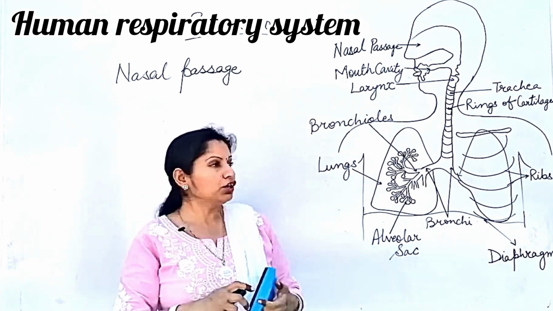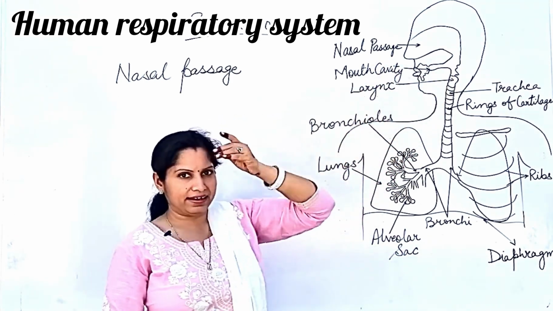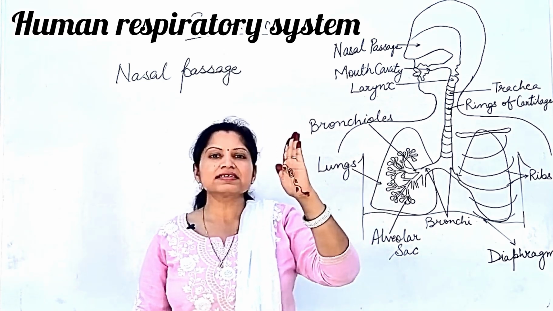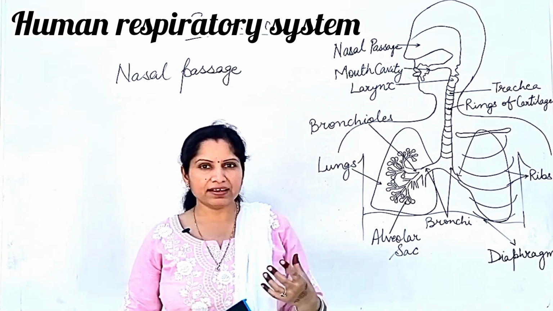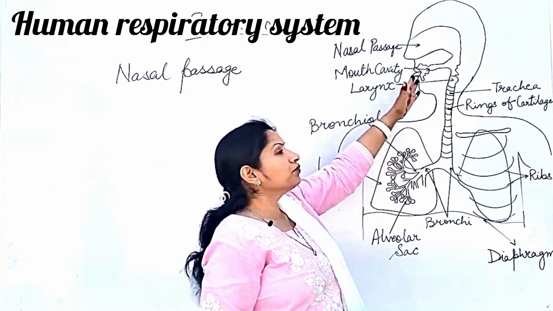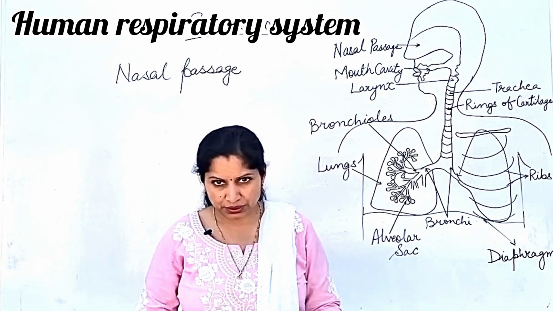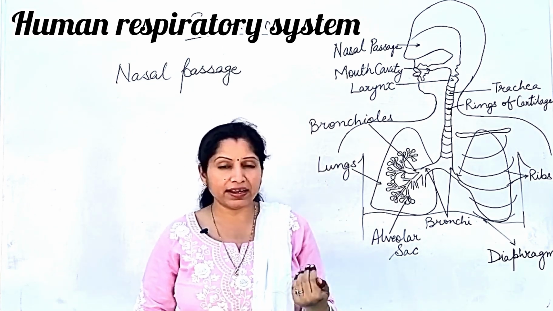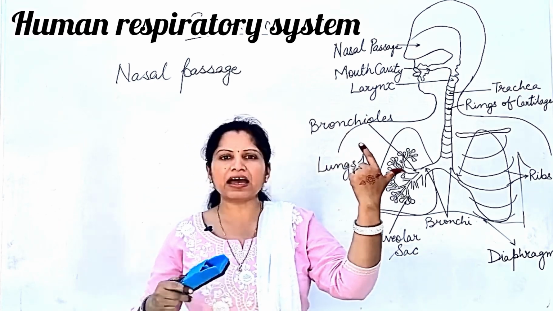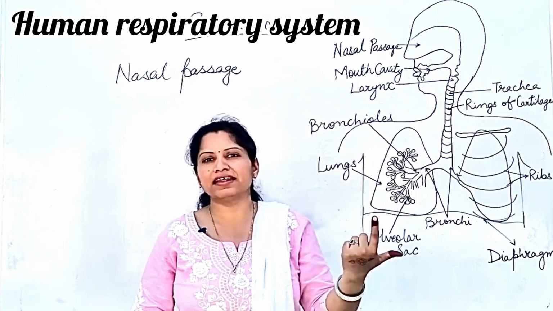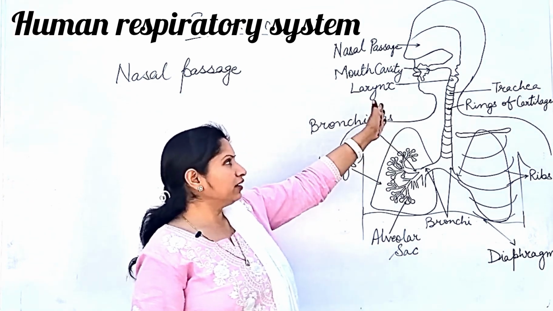Then the air will pass from the nasal passage into the larynx. Before passing to the larynx, there is a passage that is common for food as well as for the inhaled air. Before the air enters the larynx, the pathway is the same for food that we eat as well as for the air that we inhale. But the food shouldn't enter the larynx; it should go into the esophagus only, and only the air should go into the larynx.